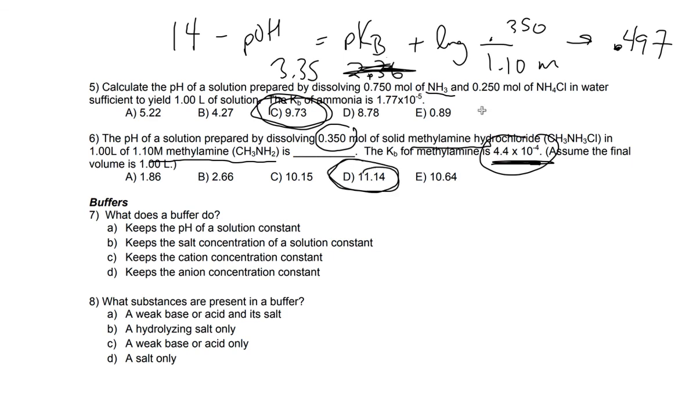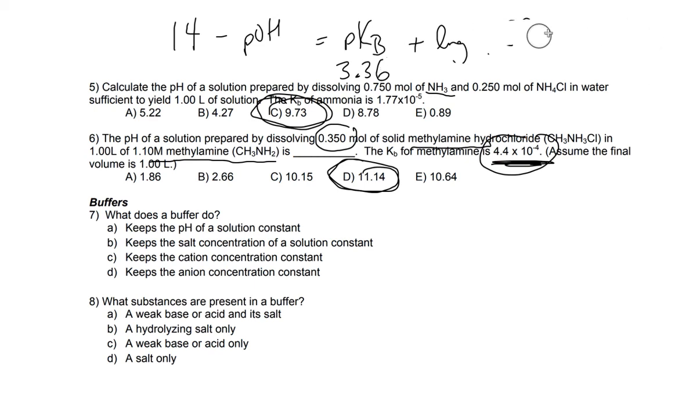Subtract that from 14, and I get 11.14, D. That was wicked. So the thing that you're doing here when you set this one up is you take the negative log of the Kb, which is 4.4 times 10 to the negative fourth. That's going to be 3.36. Then when I stack it up, I take the 0.350. Because of the heartbreaker right there, the Cl, that's going to cancel. Put the 1.10 on the bottom, pop it in and do the calculations, and I get a pH of 11.14. So anytime you have Henderson-Hasselbalch, you're just popping in the acid and the conjugate base. In this case, it was basic, but it's the same idea.